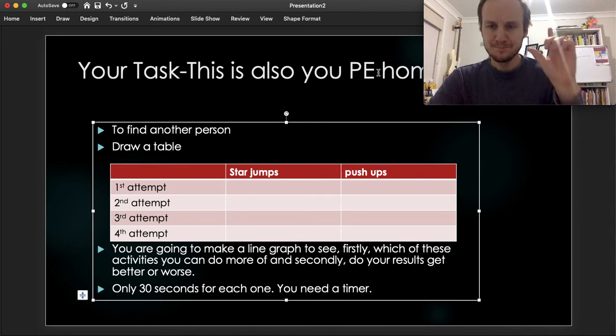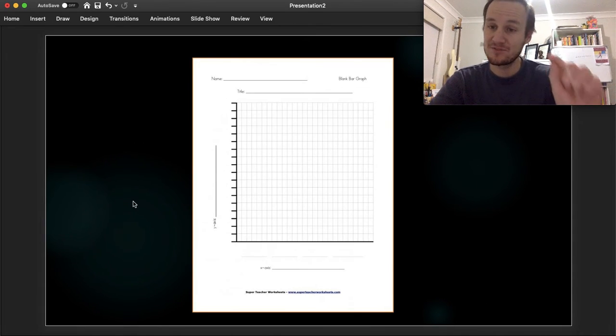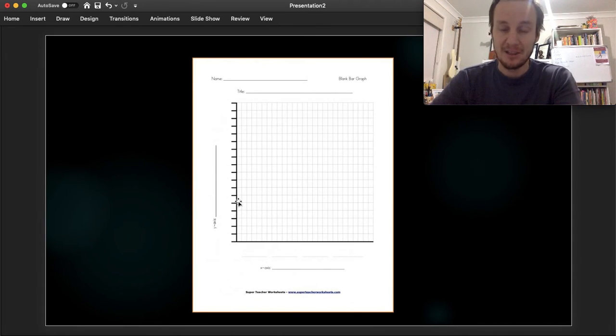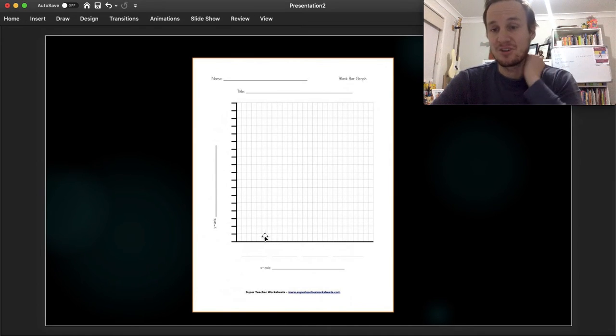Okay. Then you're going to try to turn your results, once you've tracked them all, into a line, might be like a blue line here that goes as your push-up line, and then your star jump line, and that would be a separate line. And you go first attempt, second attempt, third attempt, fourth attempt, and plot them along, and then do your line graph.